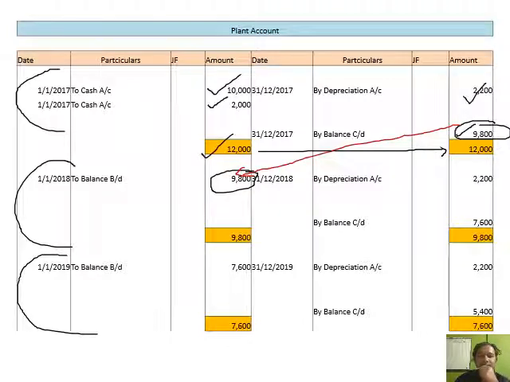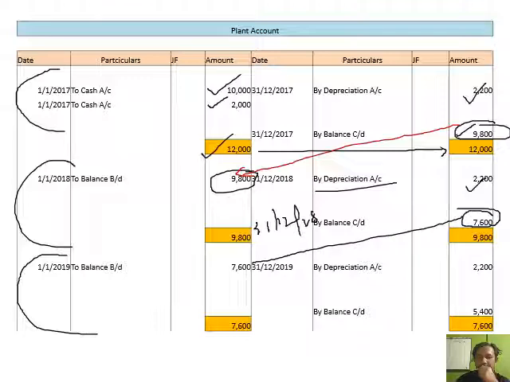Now again in this year there is a depreciation. So we have a depreciation this year also, 2200. After that we will deduct, and on 31st of December 2018, it will be by balance. So balance is how much? 7,600, and that will be transferred again to the next year, 7,600, right? So this balance has come from the last year. Now this year again we are going to pass the depreciation, and the balance will be on 31st of December 2019. So this is how we are going to prepare the plant account every year, whatever is asked in the question.